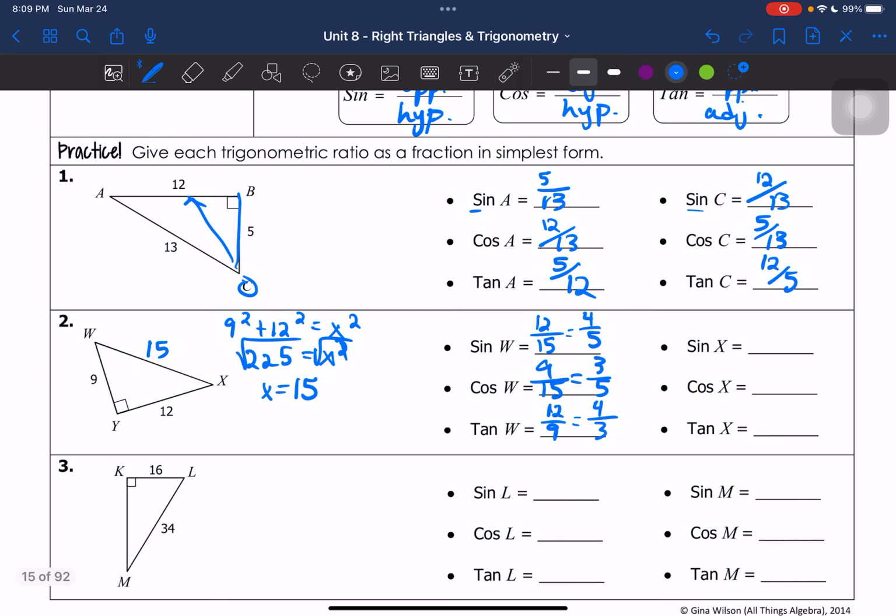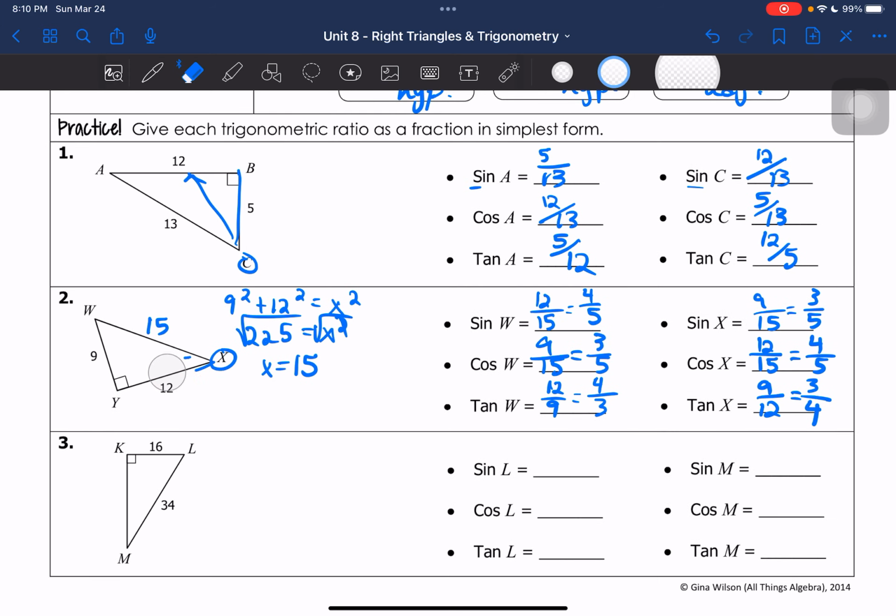Now let's focus on angle x. So if I want the sine of angle x, I need to pick the side that's opposite to it over the hypotenuse, which is 15. This is going to simplify to 3 over 5. Next, I want the cosine, so the side that's adjacent to it, over the hypotenuse, so 12 over 15. And again, this simplifies to 4 over 5. And then I will need to find the tangent, so that's opposite over adjacent. The side that's opposite to it is 9, and the leg that's adjacent to it is 12. So 9 over 12 would simplify to 3 over 4.